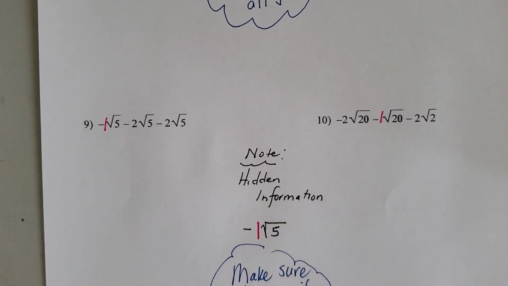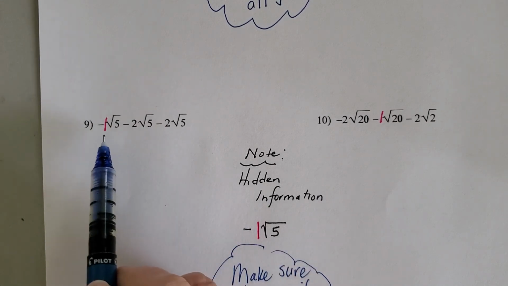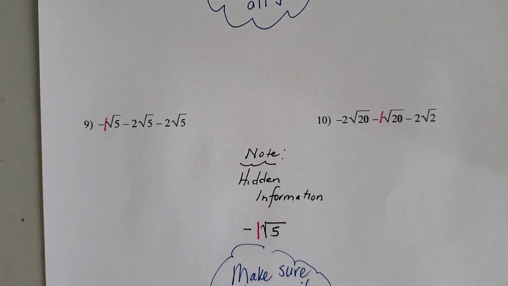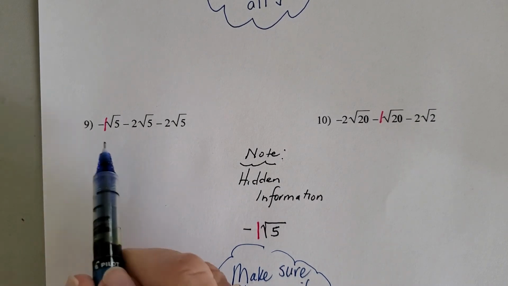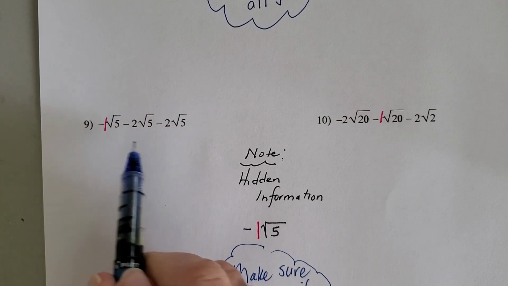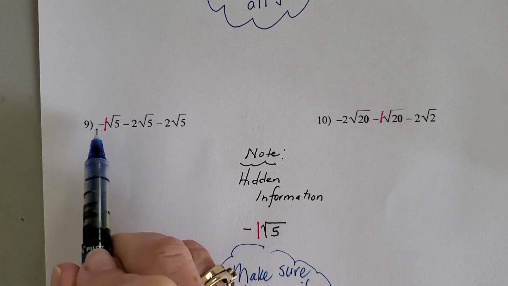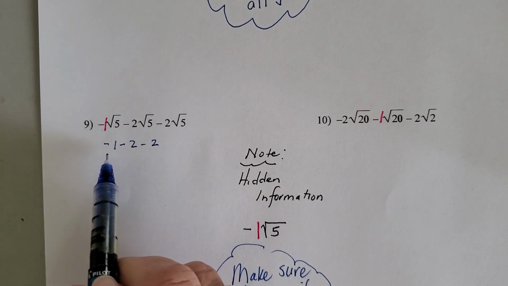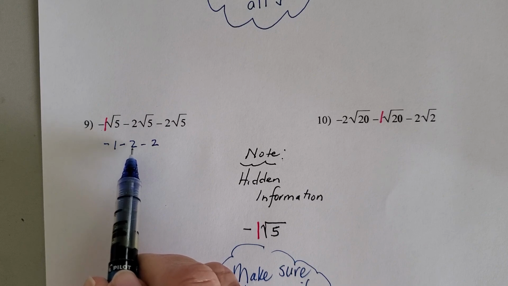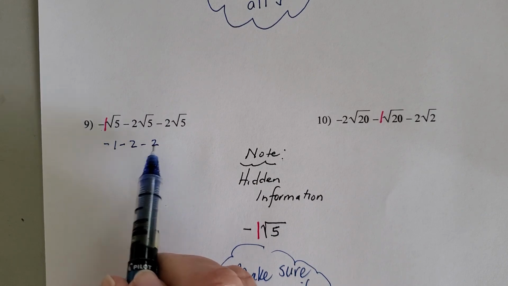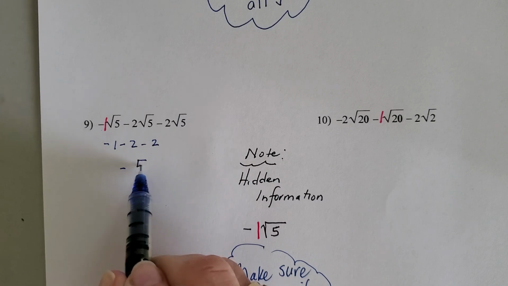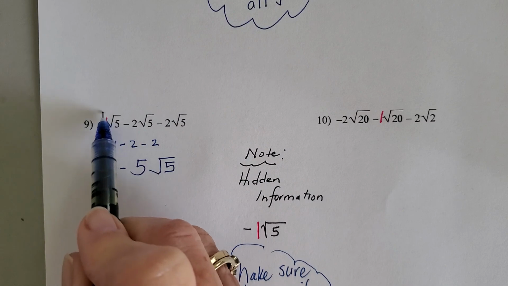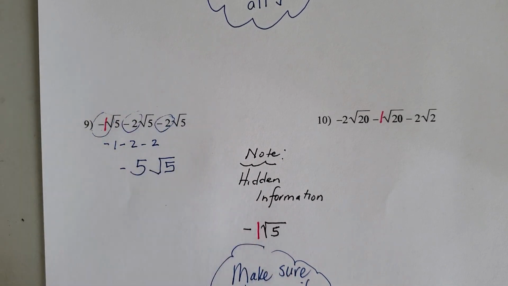So let's take a look here. I filled in the hidden 1 here, so it was just a minus radical 5, but that means -1 times radical 5. These are all radical 5s, so we can combine them. We have a -1, we have a -1, minus 2, minus 2. So -1 minus 2 is -3, -3 minus 2 is -5. So they all add up to -5, radical 5. Again, they're like terms, so we just had to combine their coefficients.